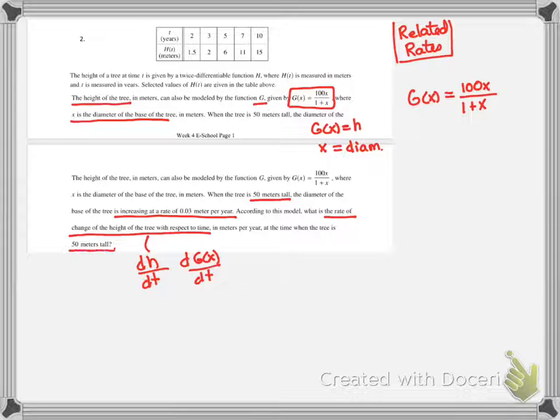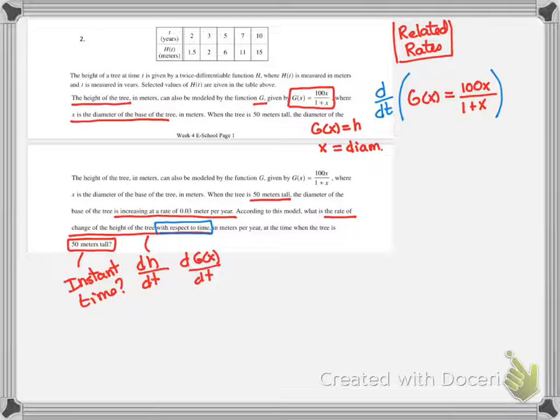And they're telling us when the tree is 50 meters tall. So that's key. That's the instant we want. Note, this is not an instant of time, so we might have to find time. Now as we think of any related rate problem, we want the derivative with respect to time. They told us that, so we're going to have to differentiate with respect to time.